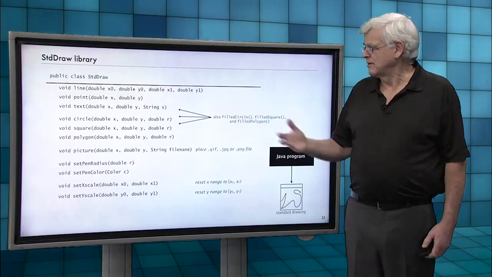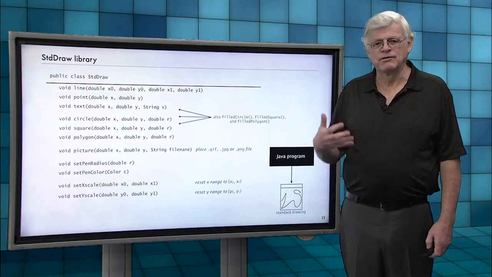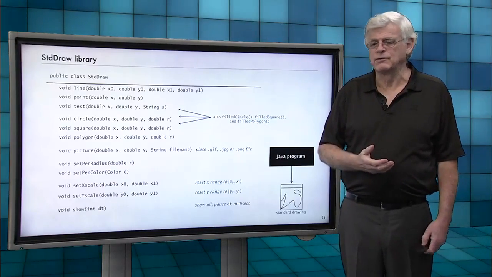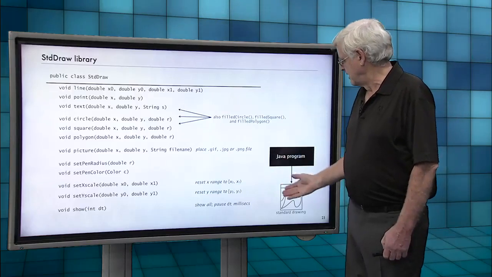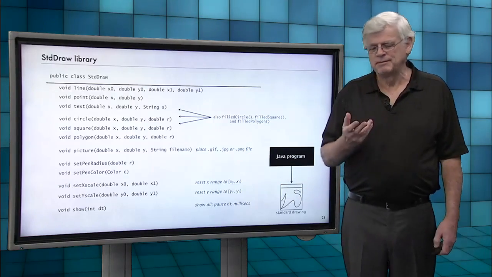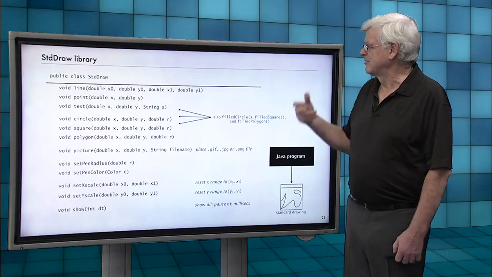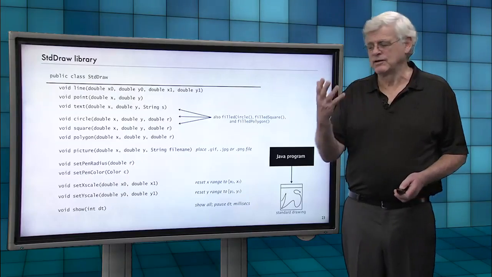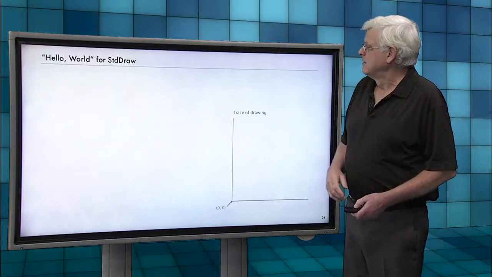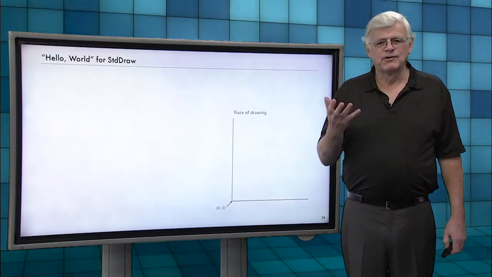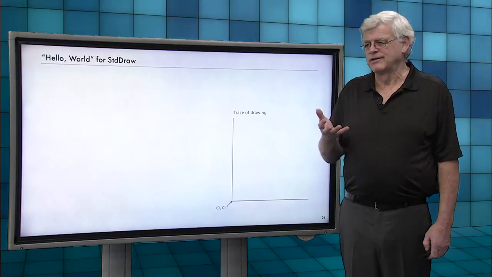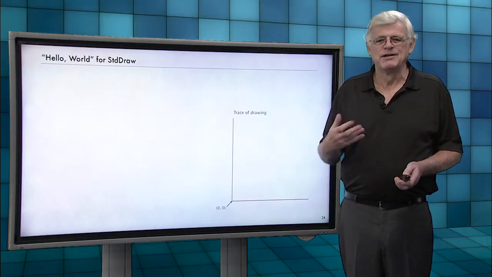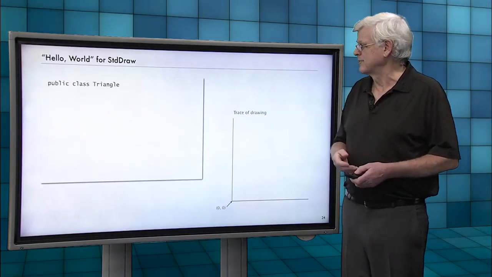So that's a relatively small library of functions that we're going to use to produce a lot of interesting effects with our Java programs. And then maybe the critical one is show, where we're going to show everything that we've drawn in the drawing. So let's look at a Hello World program for standard draw. By a Hello World program, we mean a simple program that will illustrate all the things that you need to do to use this library.